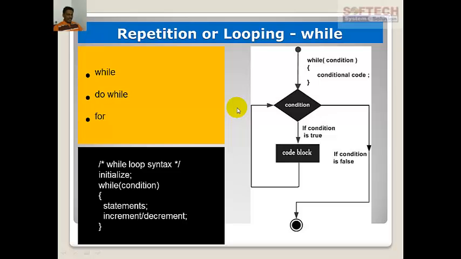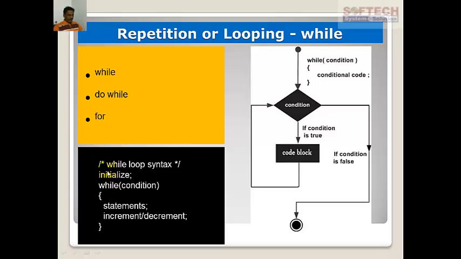The decision or selection control statements are if, that is simple if, if else, and nested if. We already discussed that. The third type of control statement is repetition or looping. The fourth one is switch case. Now we learn the third type, repetition or looping. Repetition or looping has 3 kinds of statements: one is while, second is do while, and third is for. Totally 3 statements are there.